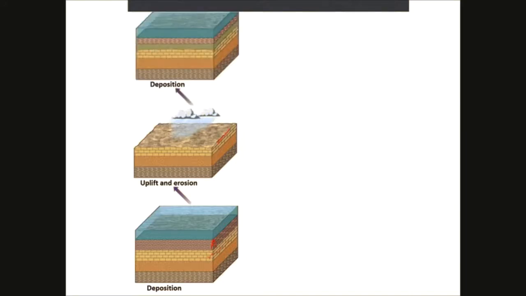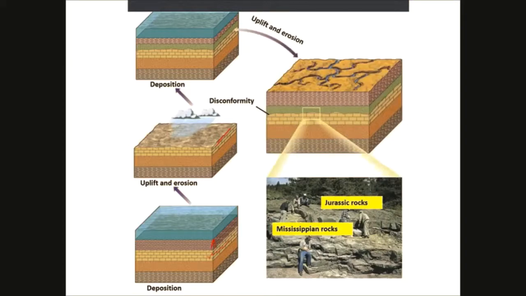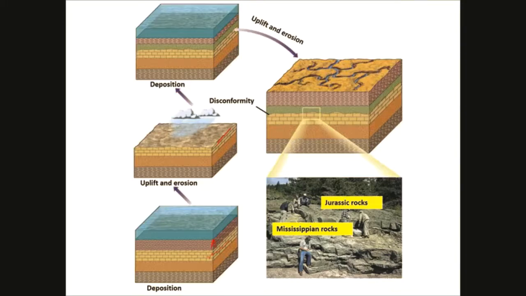Then sediment deposition resumes, and younger sedimentary rocks are deposited on top of the erosional surface, forming a disconformity. So here we have sedimentary rocks that formed during the Mississippian, and then more sedimentary rocks directly on top of them that formed during the Jurassic. There's a couple hundred million years in between those two periods of time in geologic history, but they're right on top of each other. What that means is there's a gap in there. And because these rocks are parallel, it's a disconformity.